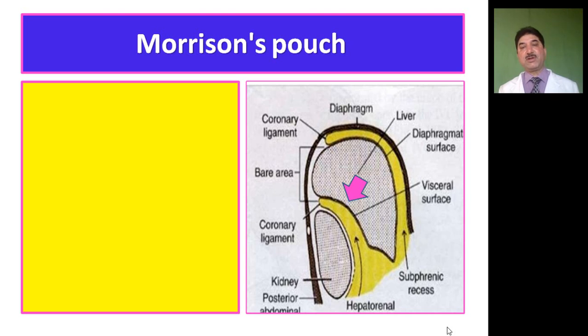From the anatomical knowledge we know that Morrison's pouch is also called hepatorenal pouch. It is the most dependent part of the peritoneal cavity in supine position. That is why during the procedure we try to see fluid in this cavity. This potential space lies between undersurface of the right lobe of the liver and anterior surface of the kidney and appears glistening under normal circumstances.